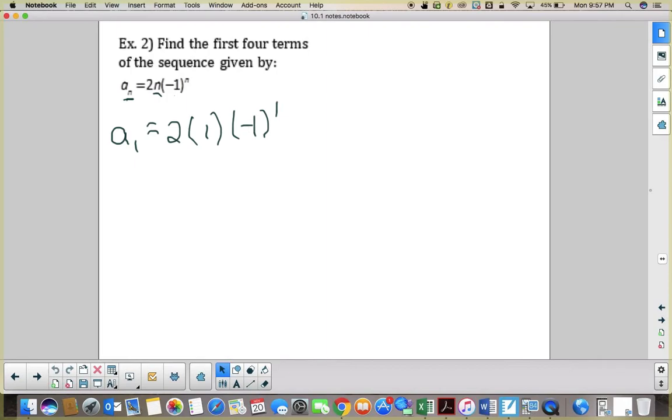So order of operations holds true. You have to do the exponent first, which -1 to the first power is -1. Then you're just going to be multiplying these, and this is going to give us -2. So that's the first term. The second term is going to be 2 times 2 times -1 to the second power. So you see where everywhere I saw that n, I replaced it with 2. That's the second term. So -1 squared is going to give us 1, times 2 is going to give us 4.